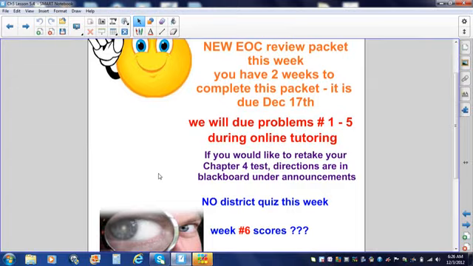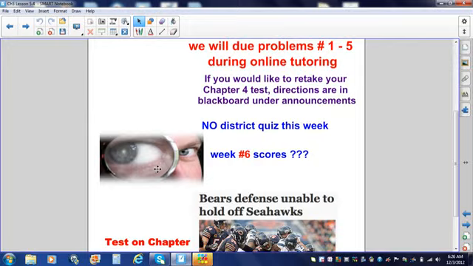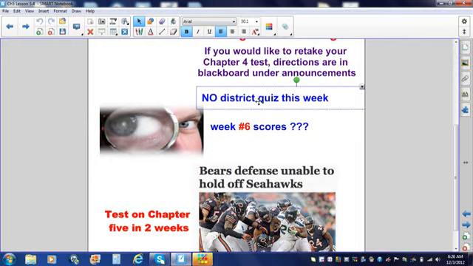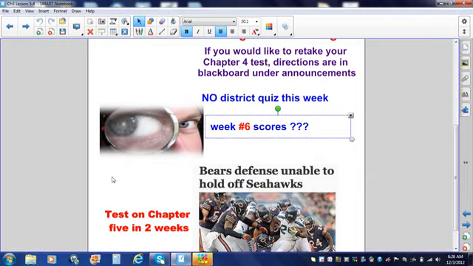If you'd like to retake your Chapter 4 test, directions are on our Blackboard in the announcement section. There will be no district quiz this week. We're still keeping an eye out on week 6 course. Hopefully they're in today or tomorrow.